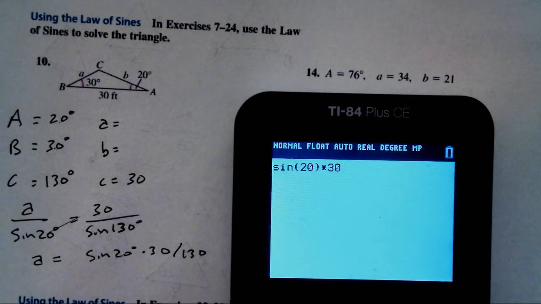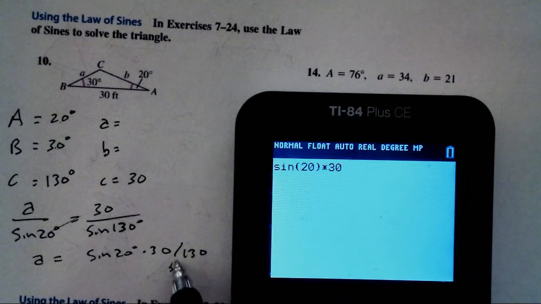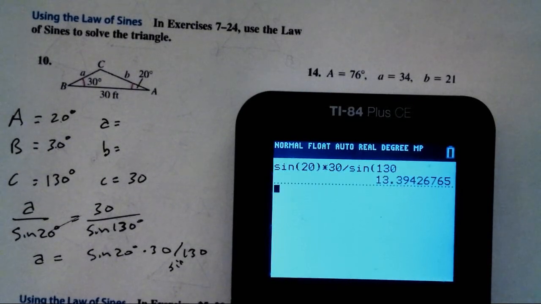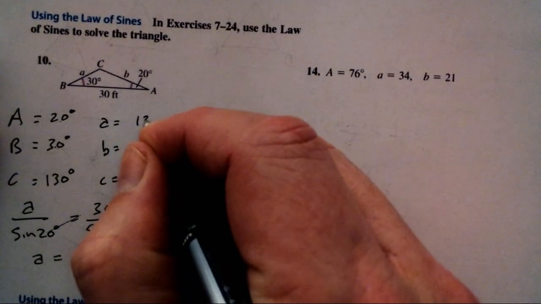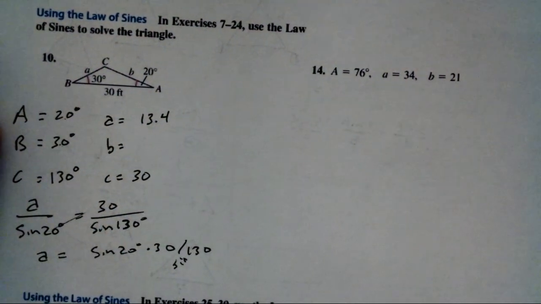Whoops. In the denominator, this should be sine of 130. Sorry, you probably noticed that. Divided by sine of 130. Enter, and we're going to round to tenths here, I get 13.4. So side A is about 13.4, but not exactly.